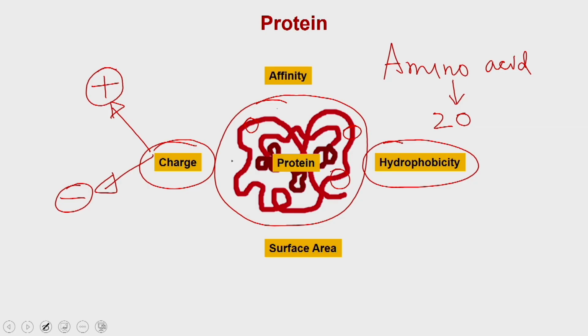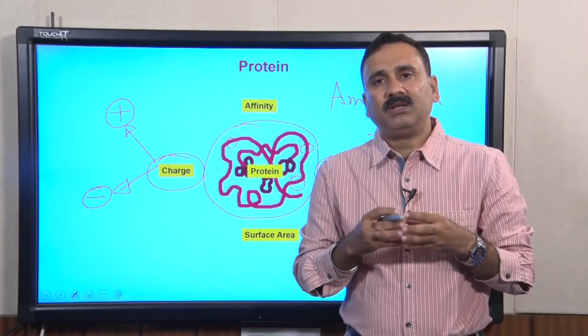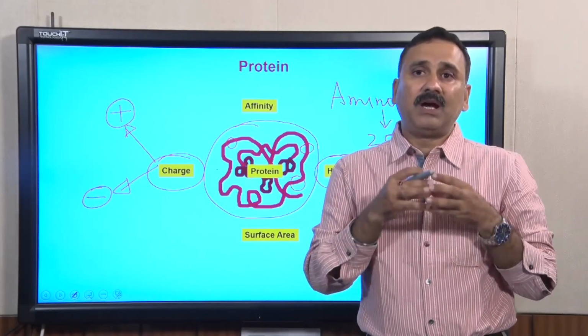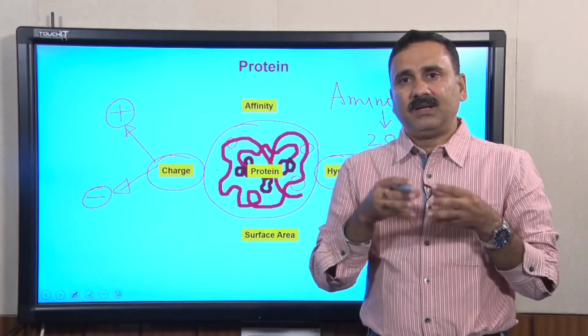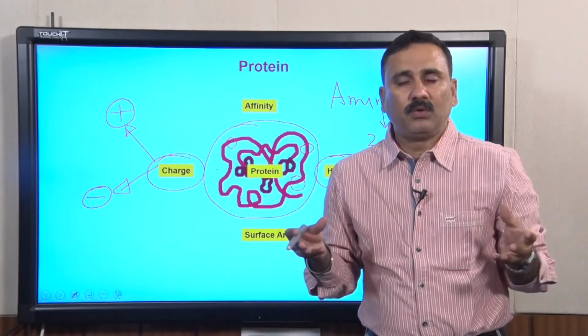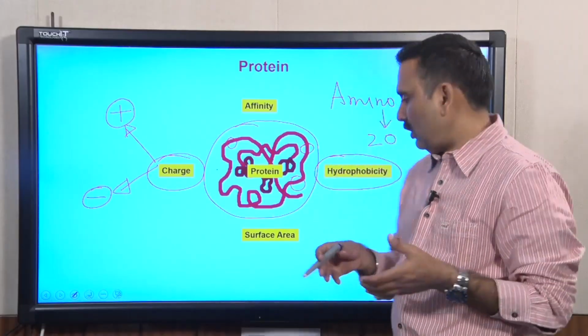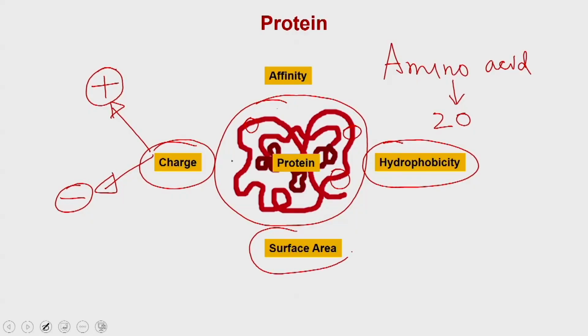Now, the proteins acquire 3-dimensional conformations, and based on the amino acid composition, the protein could have a smaller surface area or a larger surface area, which means the 3-dimensional ball you see could be of smaller diameter or of larger diameter. Depending on the diameter, the surface area is also going to be different, and that is also a criterion that can be exploited during chromatography.